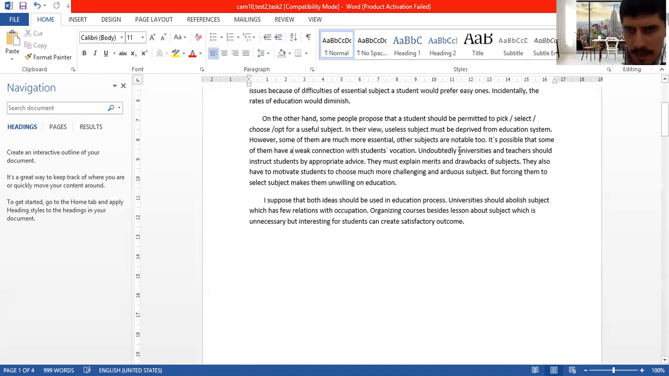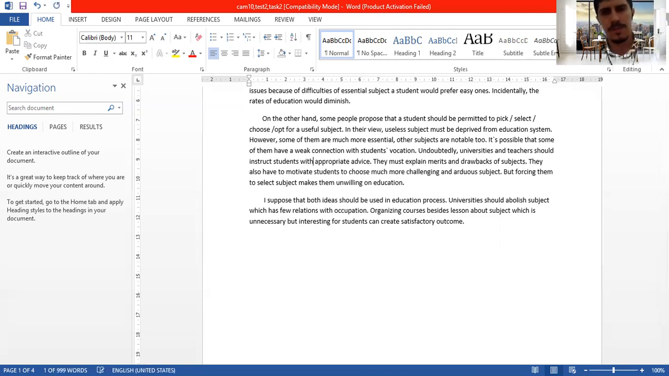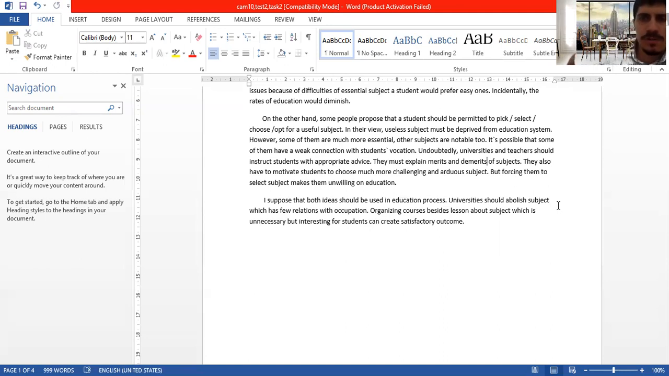Undoubtedly, again, comma, universities and teachers should instruct students with appropriate advice. They must explain merits and drawbacks. And merits and drawbacks are not matching with each other, so they're not collocations. So we can say either benefits and drawbacks or merits and demerits, right? Or advantages versus disadvantages, upsides versus downsides.